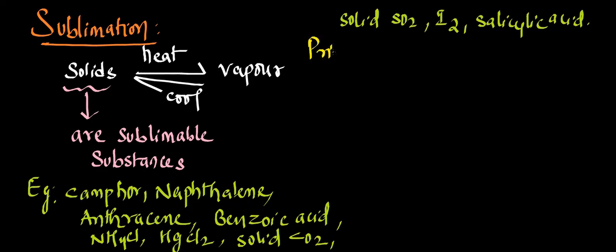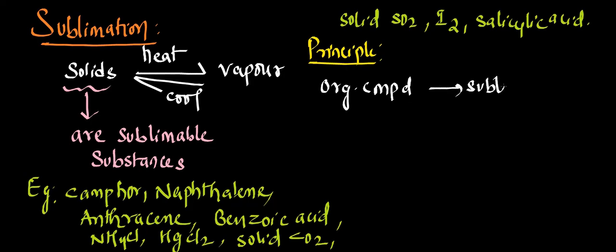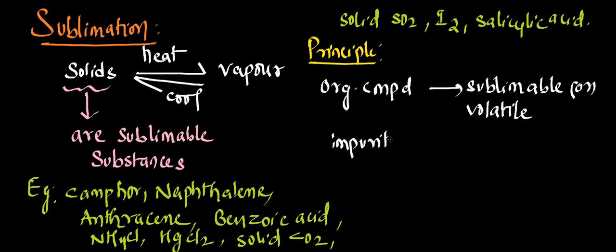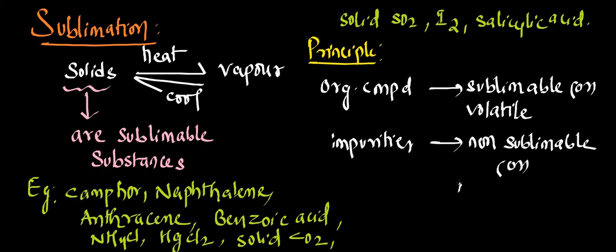So what is the principle? When do we use this sublimation technique? The organic compounds must be sublimable. Sublimable can also be called volatile. That means they must turn into vapor form. And what about the impurities? Impurities must be non-sublimable or non-volatile.